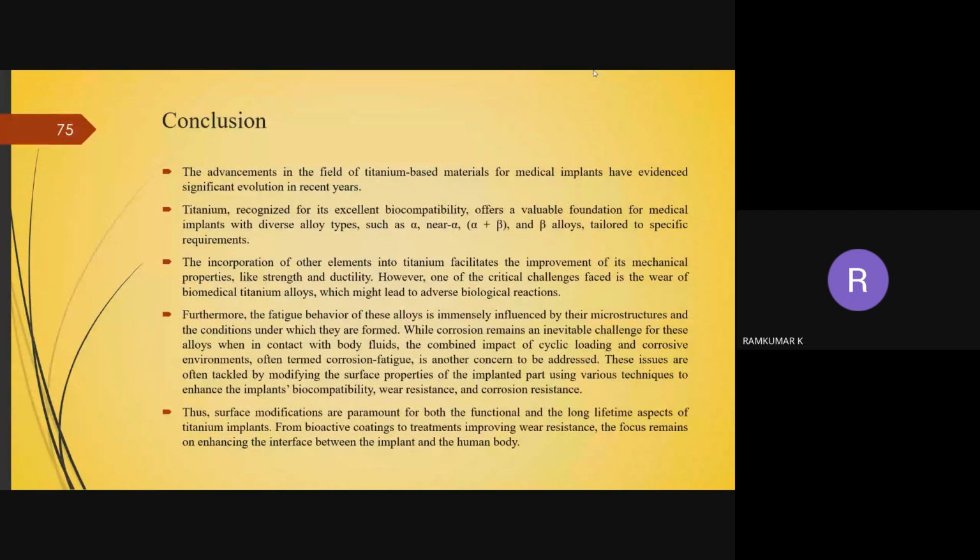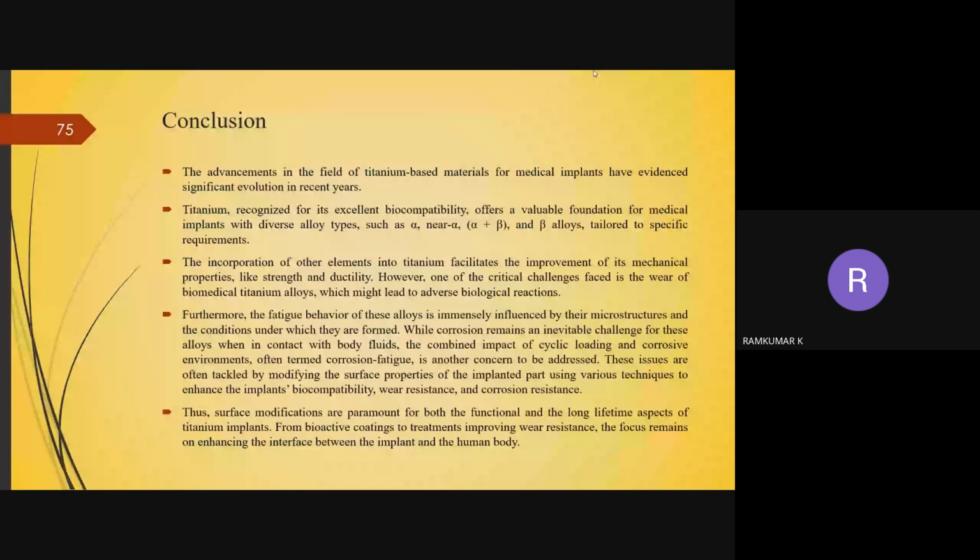So the final conclusion is that titanium materials are used in vast places in human implants, and we have seen various types of titanium, that is alpha, near alpha, alpha-beta, and beta alloys. With respect to the requirements, we can use the materials we need, and with respect to the properties, strength and resistance, we can use the materials which we need, and we can also improve the biocompatibility, or we can improve the resistance.